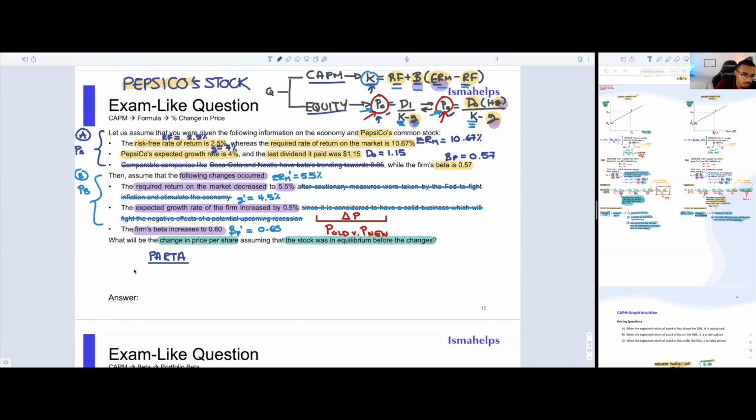So if we solve for K, and look at all the inputs that we have, we know that the risk-free rate is 2.5%. Okay, and we know that beta is 0.57. And we know that the expected return on the market is 10.67%. And once again, we know that the risk-free rate is 2.5%. Then all that we have to do is solve for K. Once again, this is a question that I've never done in the past. It's the first time that I ever made it, so we're going to do it together.